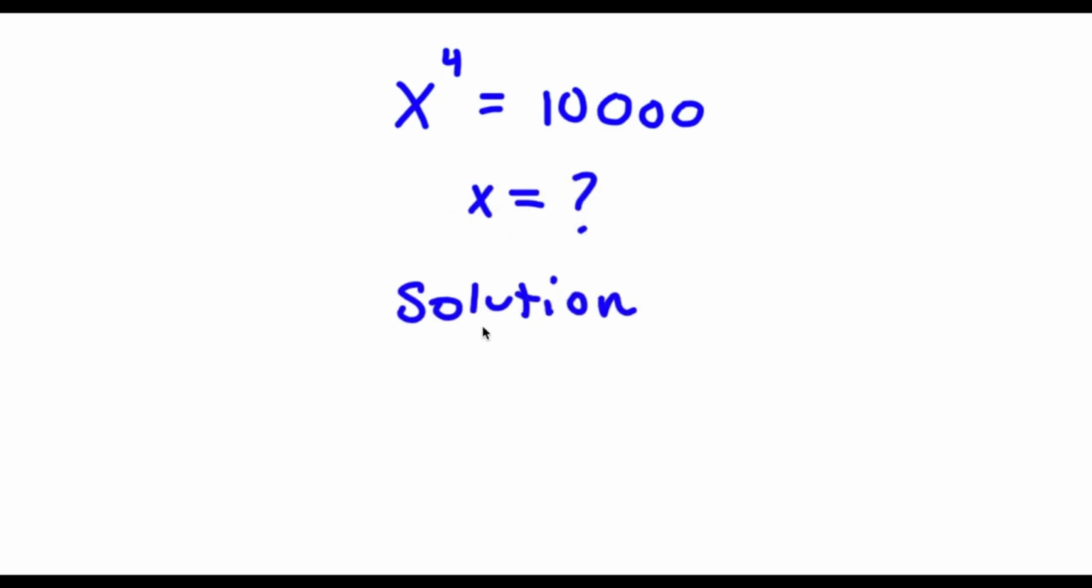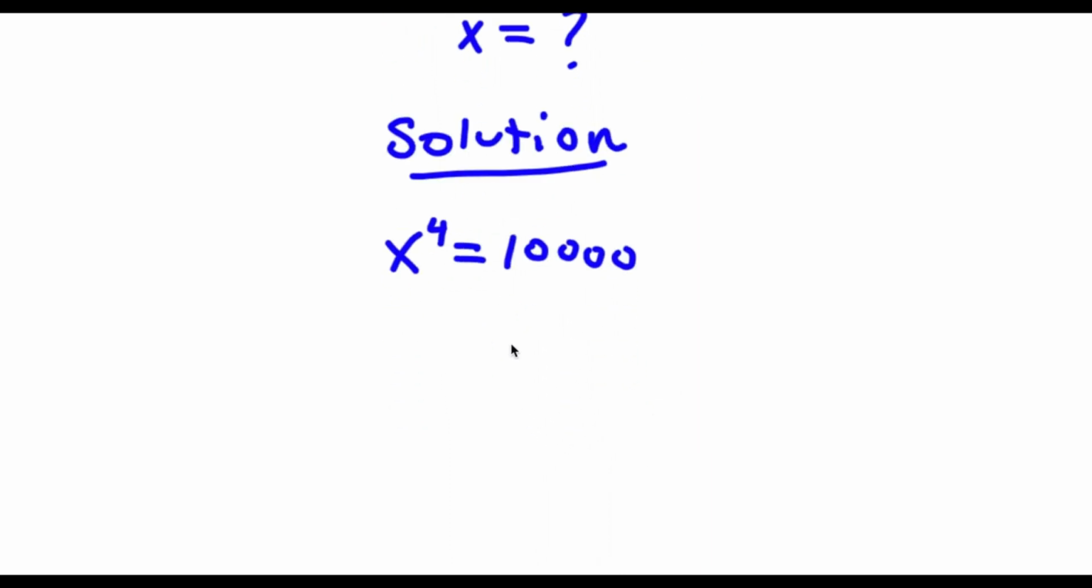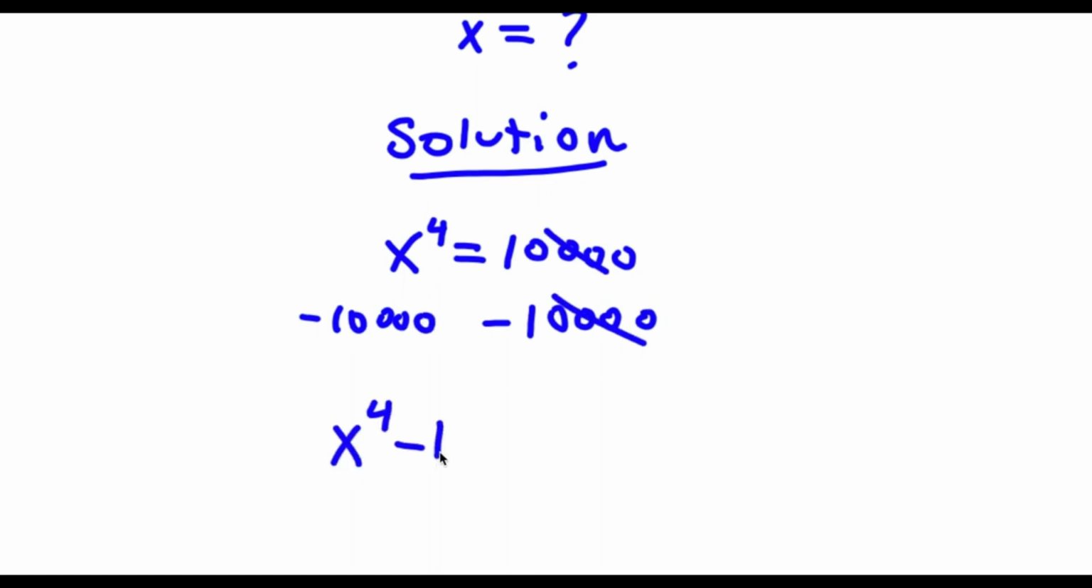So for my solution, first start with x to the power of 4 is equal to 10,000. Now, I'm going to go ahead and subtract 10,000 on both sides. So then these two cancel out, and now I'm going to be left with x to the power of 4 minus 10,000 is equal to 0.